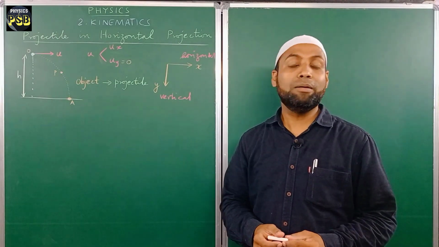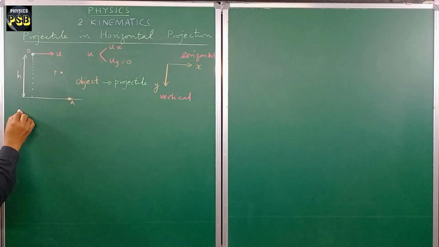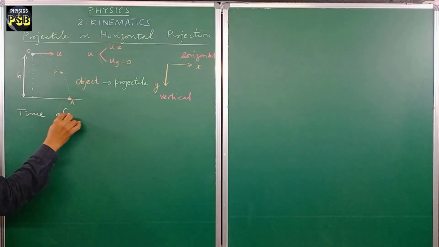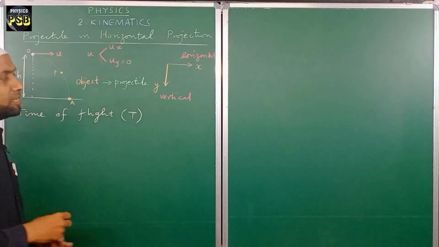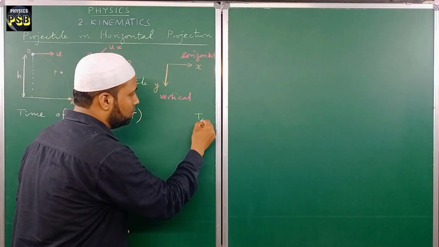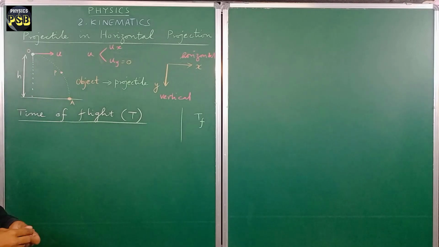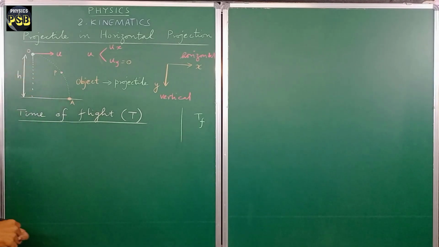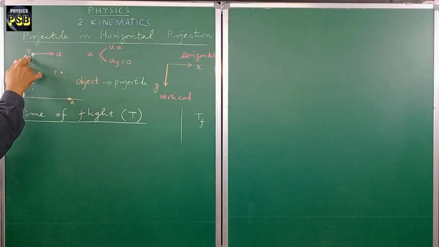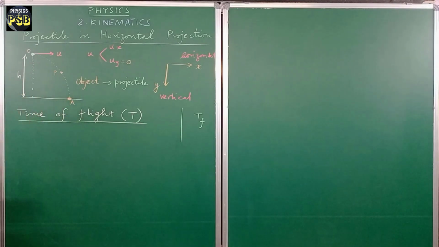for the projectile in a horizontal projection. Before going ahead, let me tell you what the time of flight is. The time of flight is usually represented by the letter capital T. In some cases, it is also represented as TF. Time of flight is nothing but the time taken by the projectile to reach the ground from the point of projection. Here in our case, the projectile is thrown from point O, and the point A is present on the ground where it hits the ground.